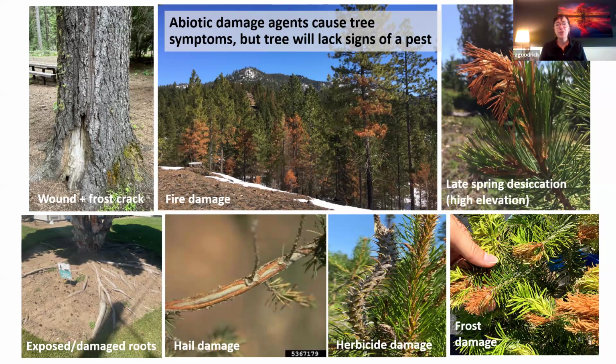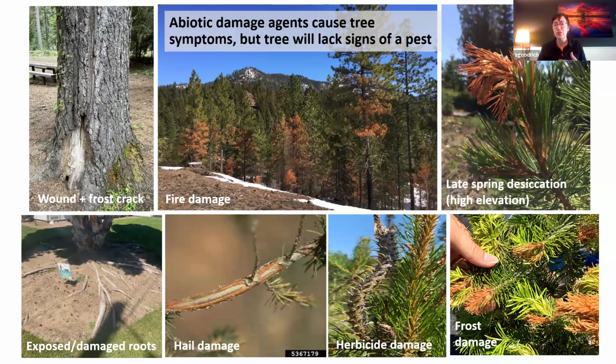Sometimes things look similar, and it sort of depends on the event itself. So these two photos over here on the right, the late spring desiccation and the frost damage, both of those issues or events seem to cause this necrosis and killing of just the new succulent foliage, so the foliage that had just emerged from the tree that spring, but it was caused by possibly very different things. The late spring desiccation was in a high elevation species.